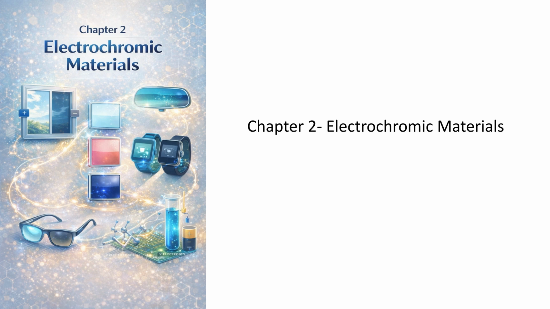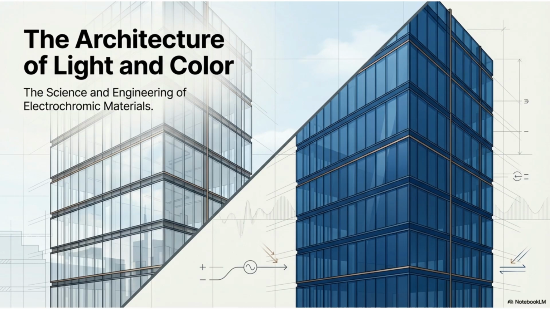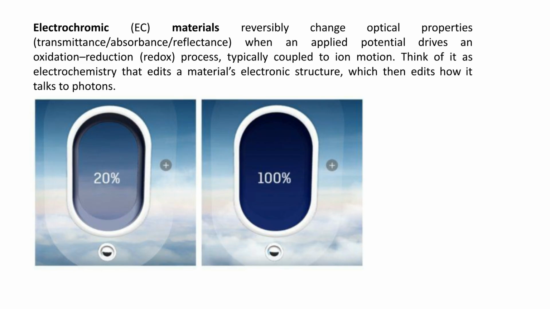Welcome to Chapter 2, where we will explore electrochromic materials and their unique properties. This video will focus on the science and engineering of electrochromic materials, the architecture of light and color. Electrochromic materials reversibly change optical properties when an applied potential drives a redox process, coupled with ion motion. This electrochemistry edits the material's electronic structure, influencing how it interacts with photons.